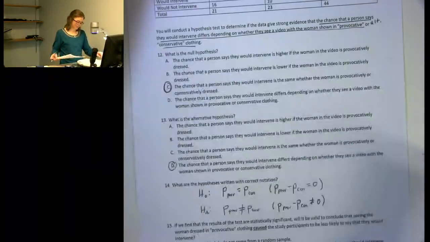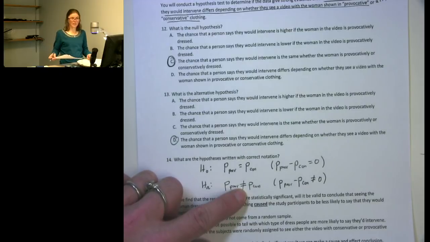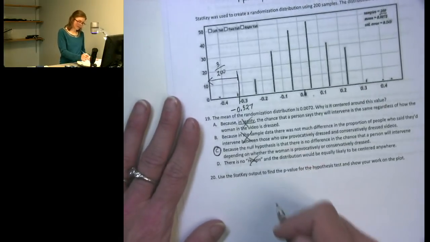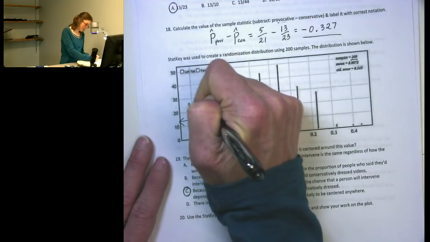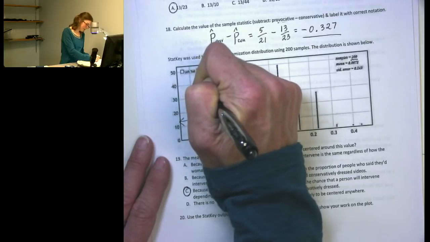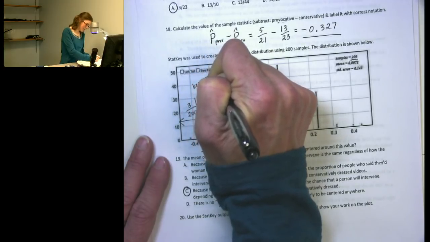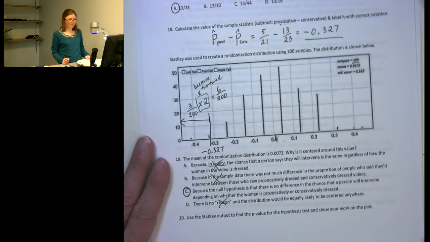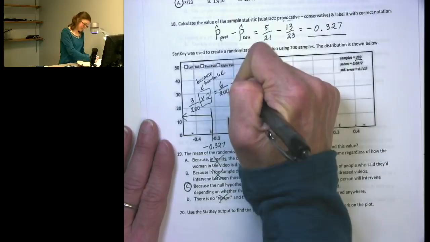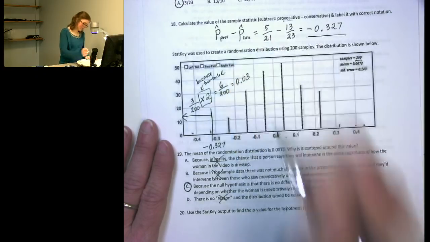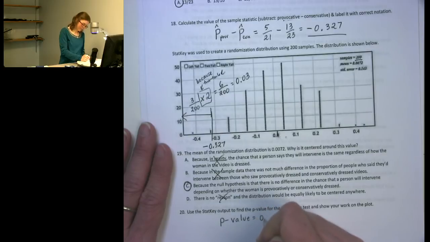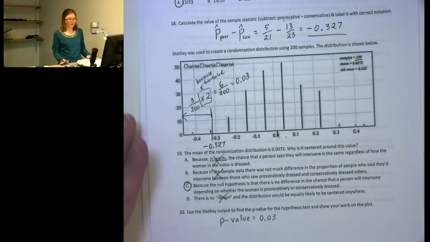Let's go back and look at my alternative hypothesis, though. My alternative hypothesis isn't a less than statement, it's a not equal to statement. So really I'm looking at a two-tailed test here. So when I want to find my p-value, I'm going to multiply this by 2 because it's a two-tailed test. So that's going to give me 6 over 200. And that means 0.03. Okay, so there's my p-value.